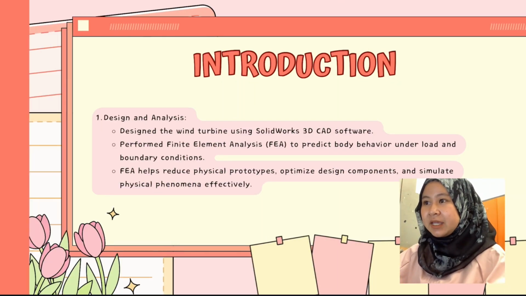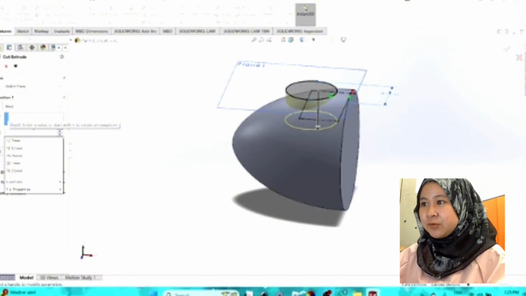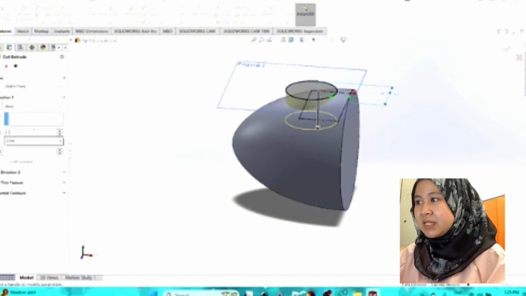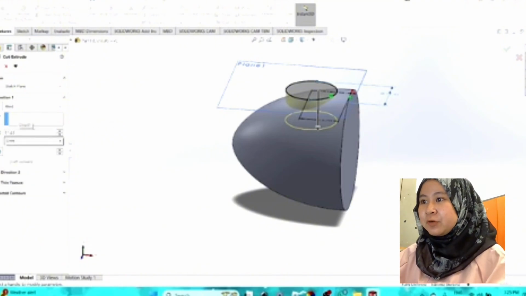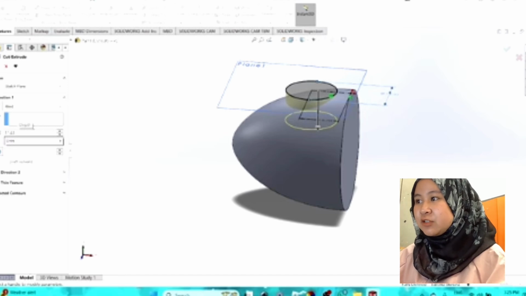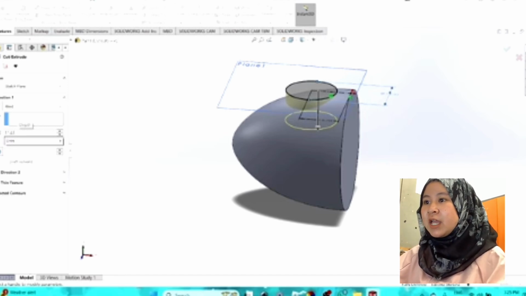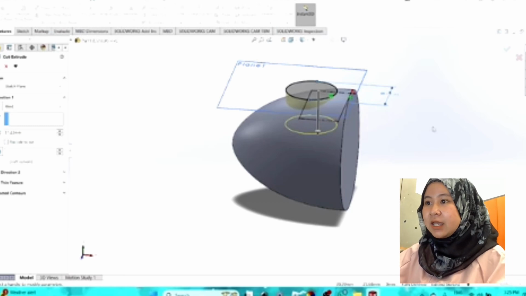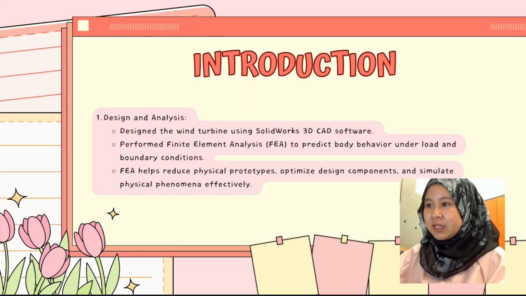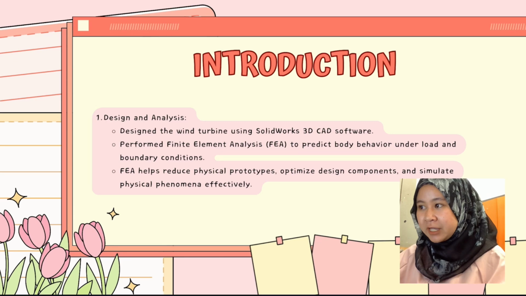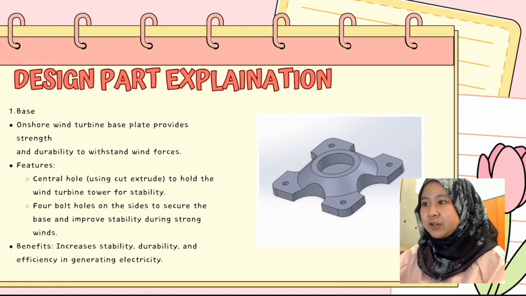Next is the design and analysis. We designed the wind turbine using SolidWorks 3D CAD software, and we perform finite element analysis (FEA) to predict body behavior under load and boundary conditions. And third, we're using FEA to help reduce physical prototypes, optimize design components, and simulate physical phenomena effectively.